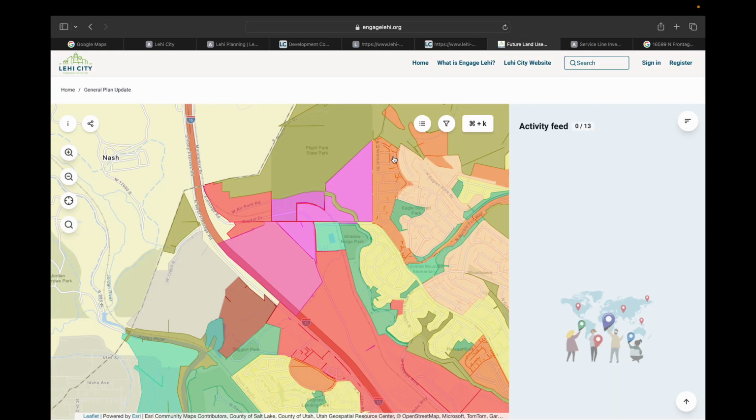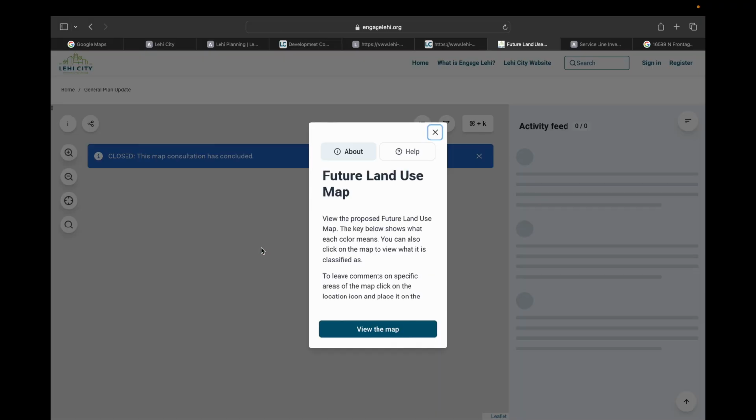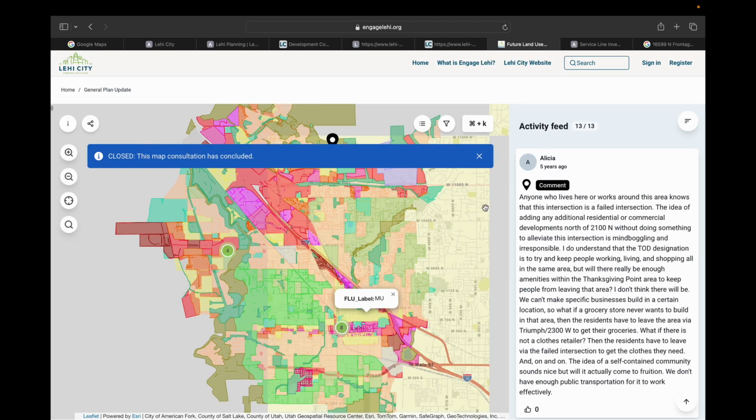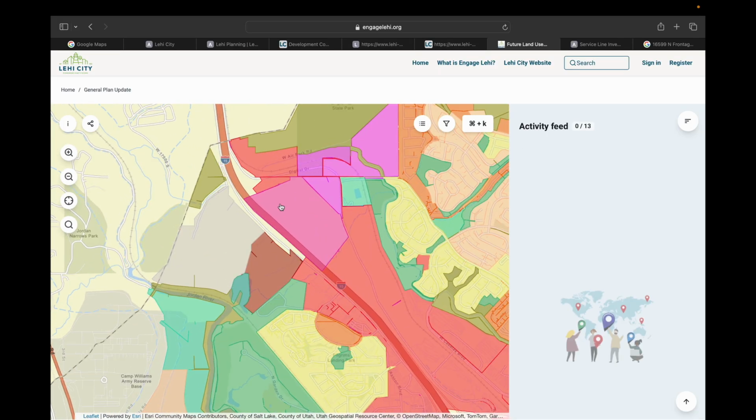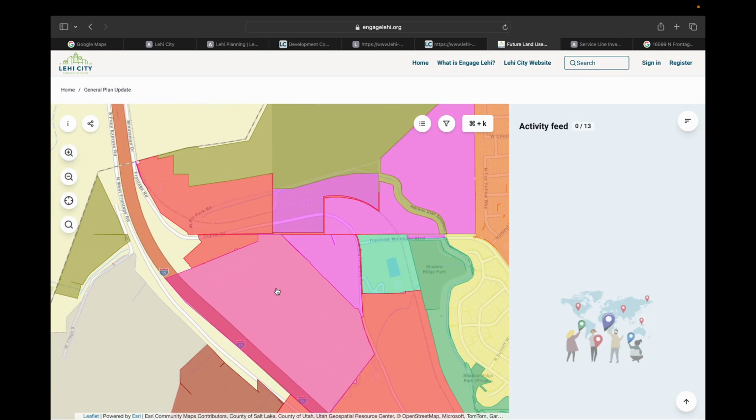Now, if we go to the future land use, this is going to give us an idea of what they would like to see here. Click view the map. Something like this gives us a better idea of how we can talk with the city and what our expectations are for what they want to see here. It hasn't been finalized yet, but right here, this is mixed use. So they're going to want some sort of mixed use here.